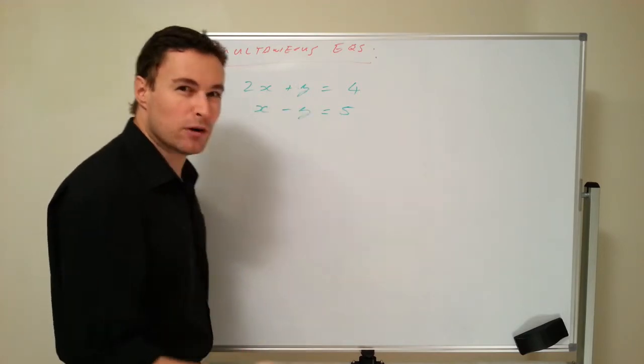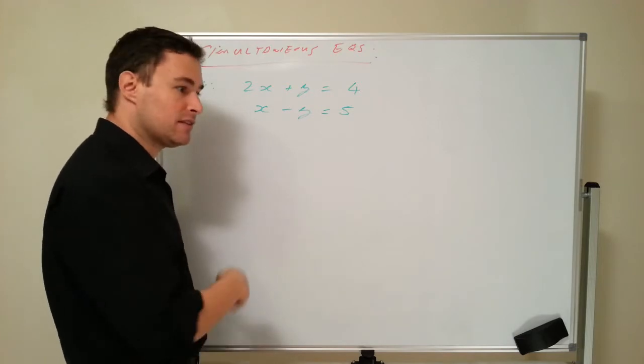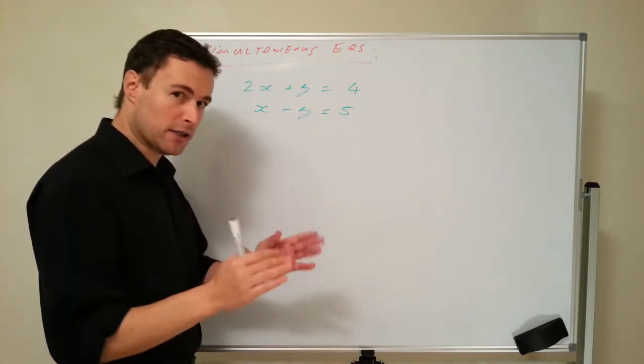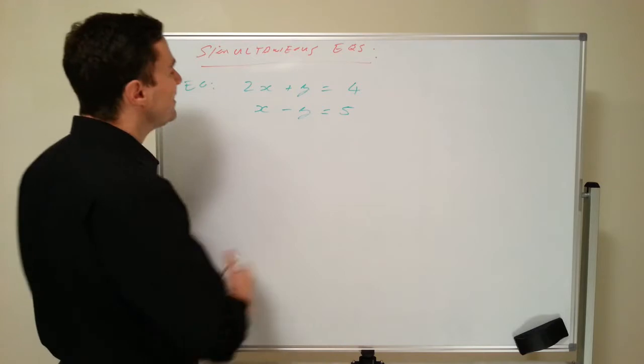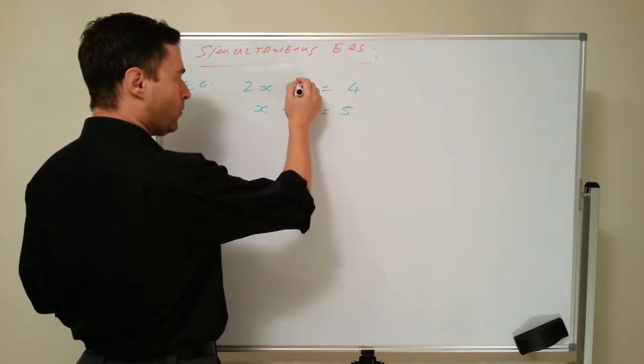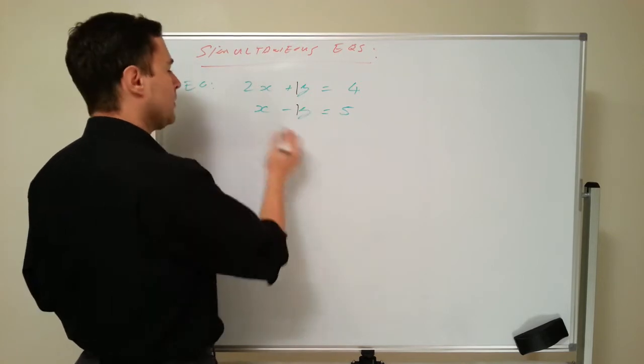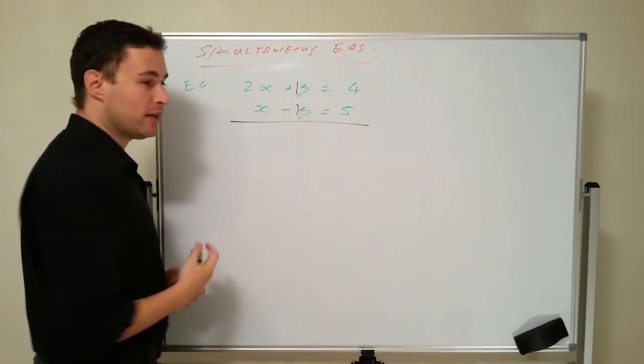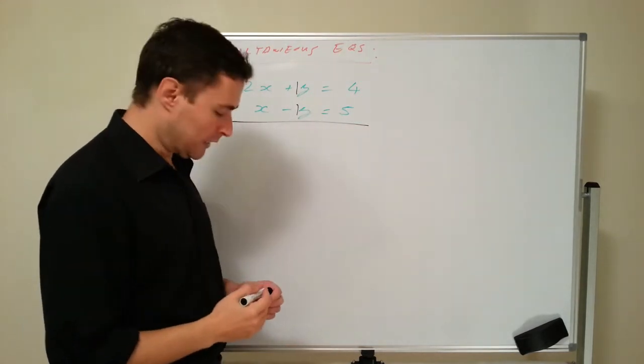Well, all that I'm looking for is a coefficient that has the same numerical value, absolute value I should say, if you want to be really technical. So the 1 and the 1 works perfectly for me. So this is 1y and this is minus 1y. So when I'm doing this, I'm going to try to get rid of the y's.